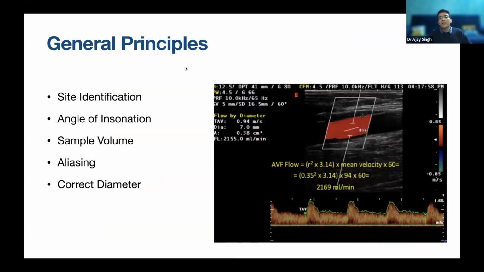So next, when we actually go and measure the blood flow, we have to first identify a good site to do the AV fistula flow measurement, and then we'll have to adjust the various parameters like angle of insonation, sample volume, correct the aliasing if it is there, and accurately measure the inner diameter of the vessel. And we'll go through these one by one.